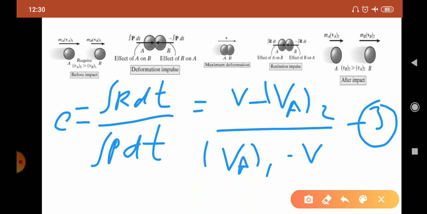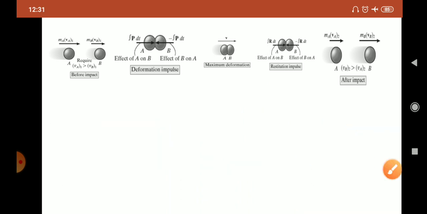So after getting the RDT value and PDT value from equation number 1 and equation number 2, we divide those two terms like here, and we'll get the E value. So put it in equation number 3. Now next, we need to write down the same equation for body 2.